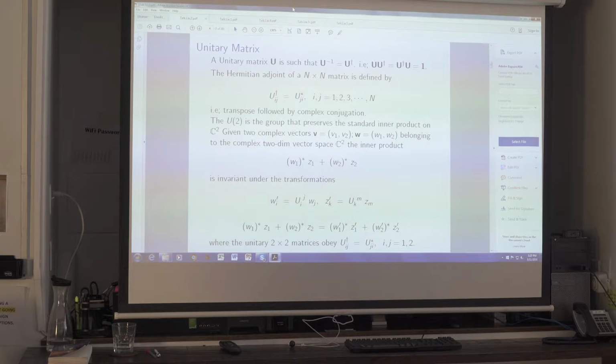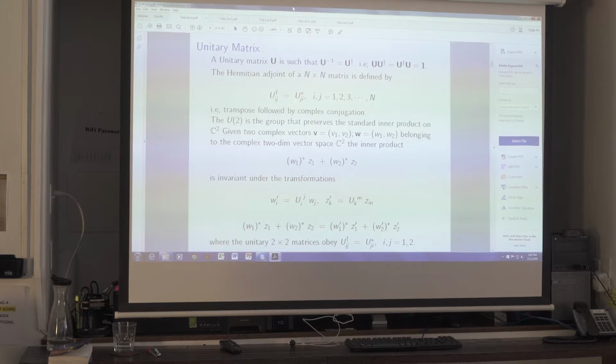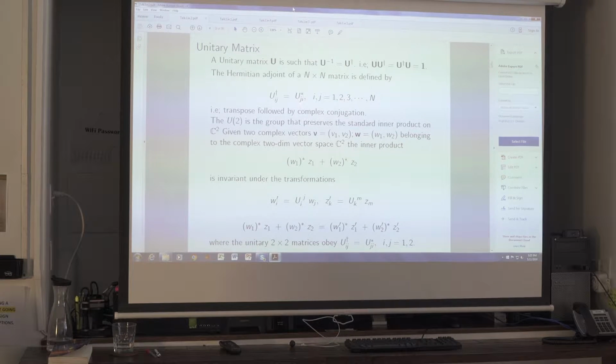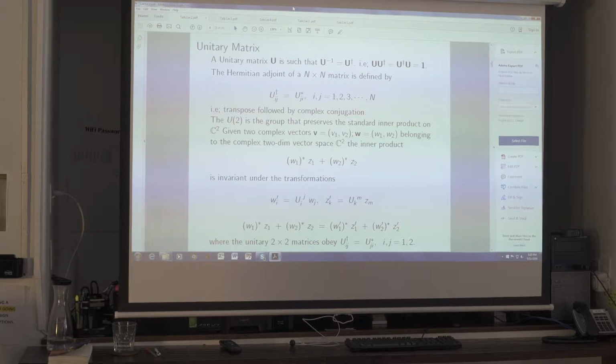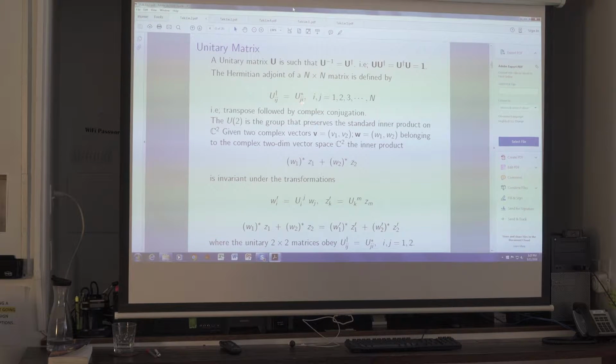A unitary matrix is essentially an n by n matrix that is Hermitian, from the point of view that when you take the Hermitian of that matrix, it coincides with the inverse of that matrix. So essentially, it is the complex extension or the complex analog of an orthogonal matrix. Remember that an orthogonal matrix, if you remember, was essentially anti-symmetric.